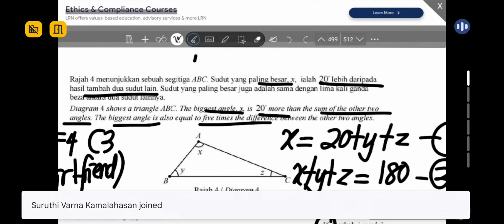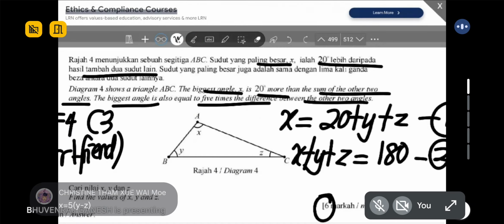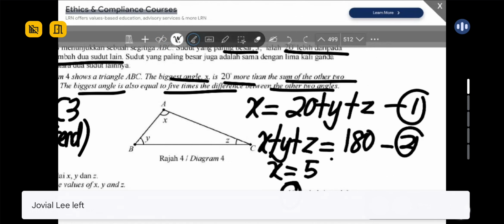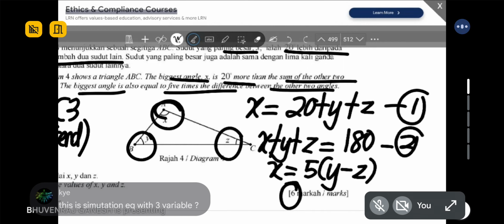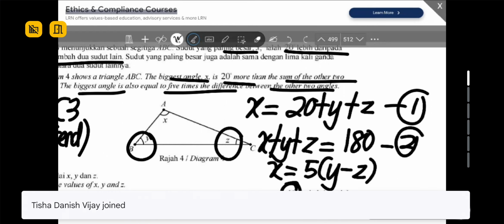So you see this one. The biggest angle is equal to 5 times the difference between the other 2 angles. Yes, very good, Christine. Okay, so x is equal to 5 times of y minus z. The difference between the other 2 angles is this one. Ini adalah 2 sudut berbeza, because sudut terbesar adalah x. Okay? Yes, 3 variables. AdMaths is always 3 variables. Okay? Can, all of you?